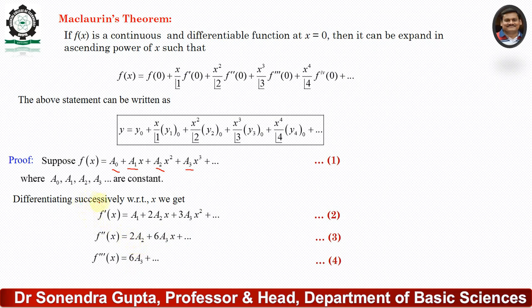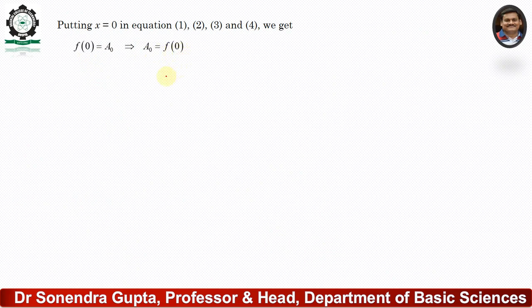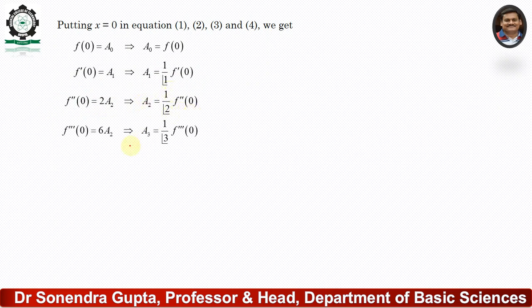Now putting x equal to 0 in each of equations number 1, 2, 3 and 4, we get f(0) equals a0, so a0 equals f(0). Then f'(0) equals a1, so a1 equals 1 upon factorial 1 f'(0). Then f''(0) equals 2a2, so a2 equals 1 upon factorial 2 f''(0). Then f'''(0) equals 6a3, so a3 equals 1 upon factorial 3 f'''(0) and so on.